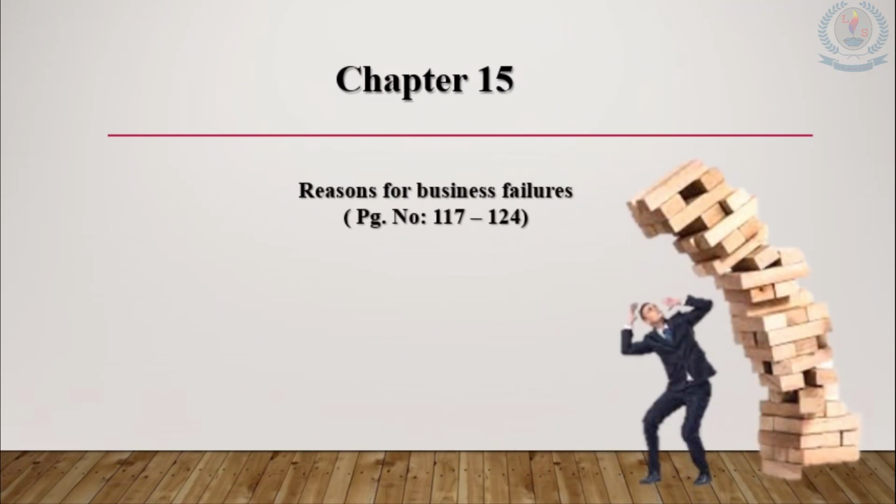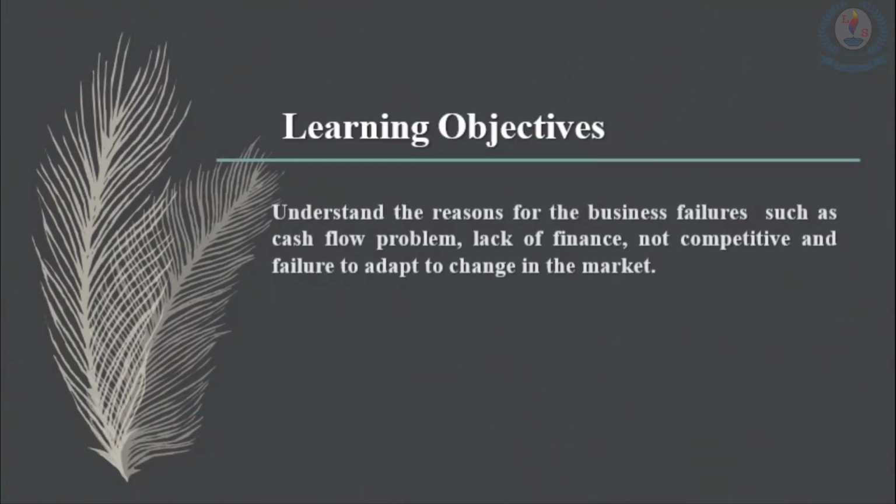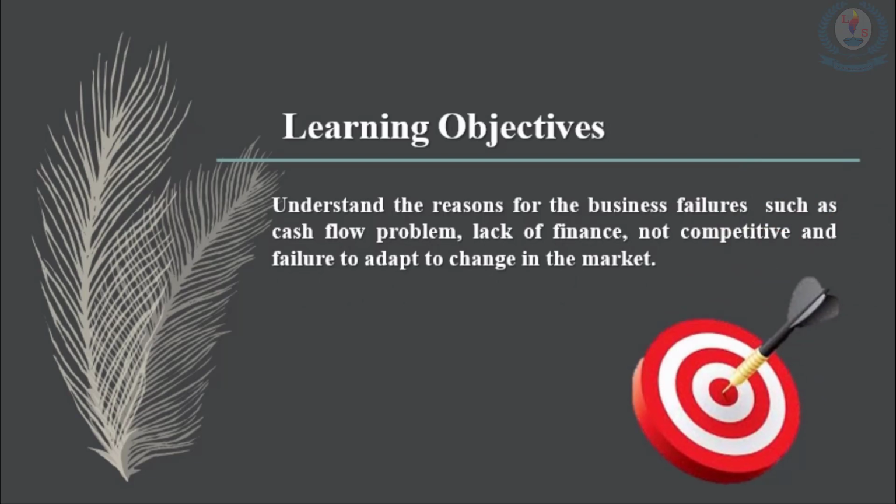In this session, we will be discussing Chapter 15, Reasons for Business Failure, page number 170 to page number 124. Learning objective: by the end of this session, you will understand the reasons for business failure, such as cash flow problems, lack of finance, not being competitive, and failure to adapt to changes in the market.